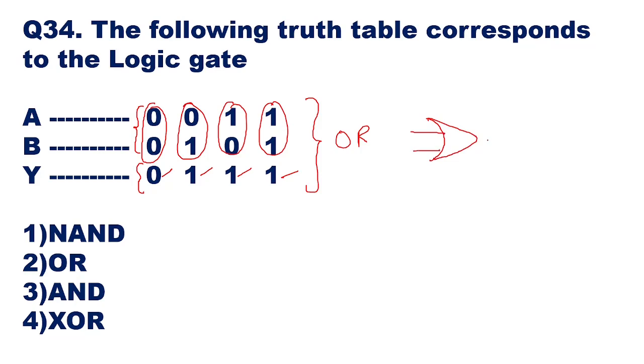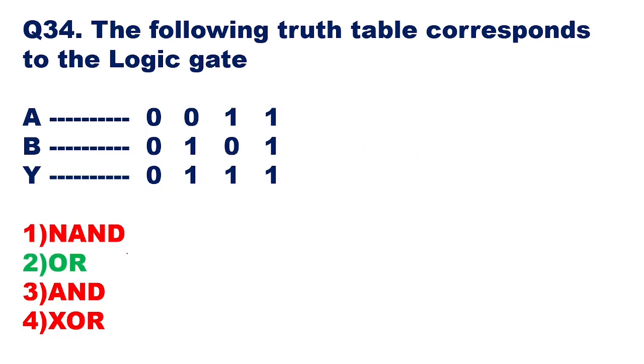This will be a symbol. So here these are the two inputs A and B. This is Y, and this truth table corresponds to this OR gate. So here out of these four options, option 2, that is OR gate, is the right answer. So here you can see the second option, that is OR gate, is the right answer.